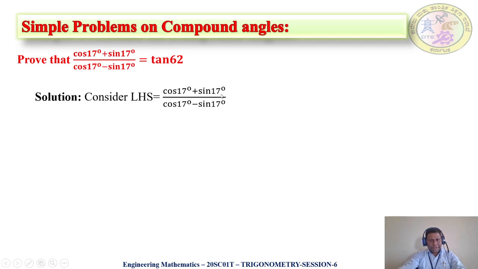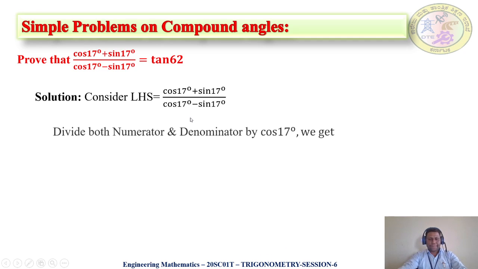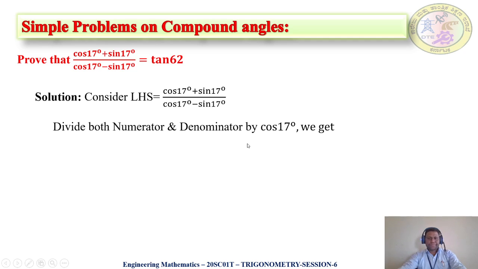To get tan, what should we do? We know that tan theta is sin theta by cos theta. So therefore to get tan theta, we need sin theta divided by cos theta. But here sin theta is there, cos theta is not. So what should we do? Divide both numerator and denominator by cos 17 degree. So divide both numerator and denominator by cos 17 degree.